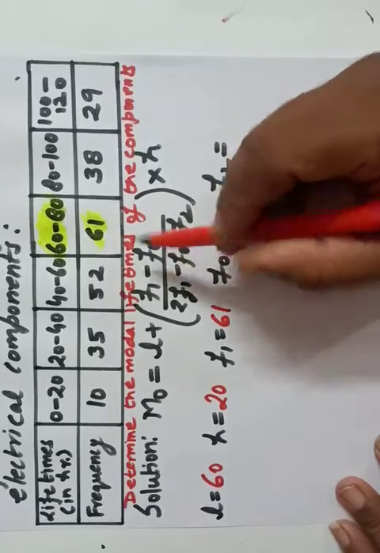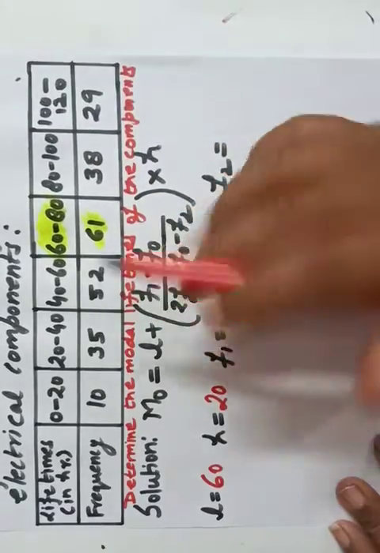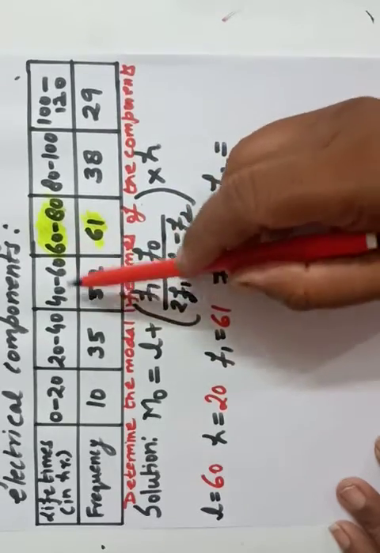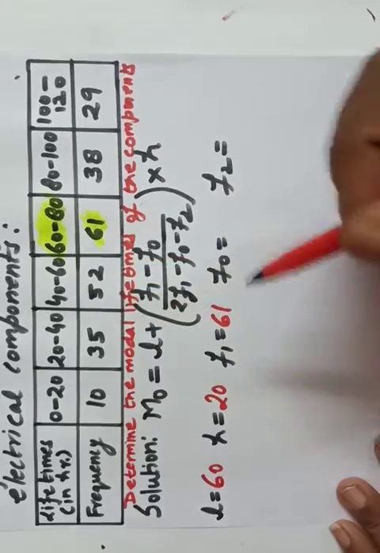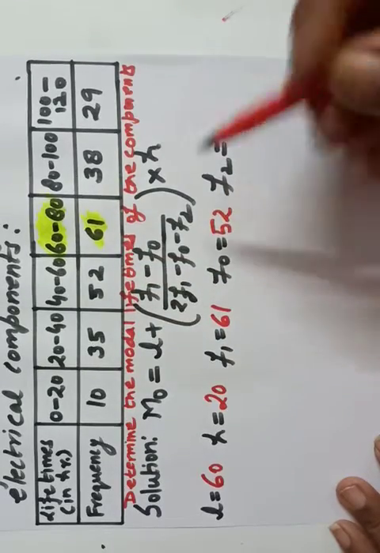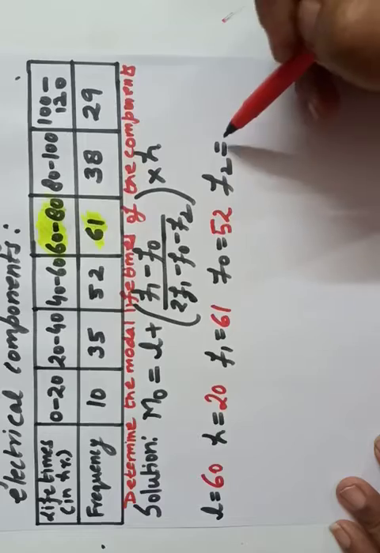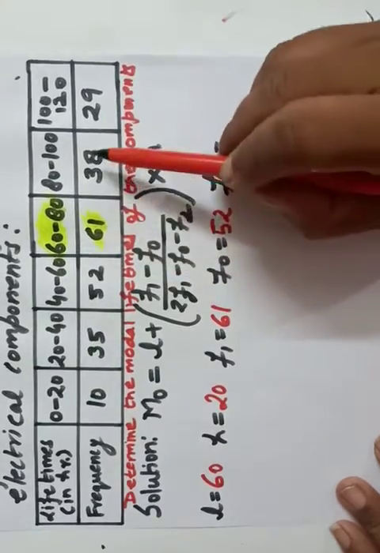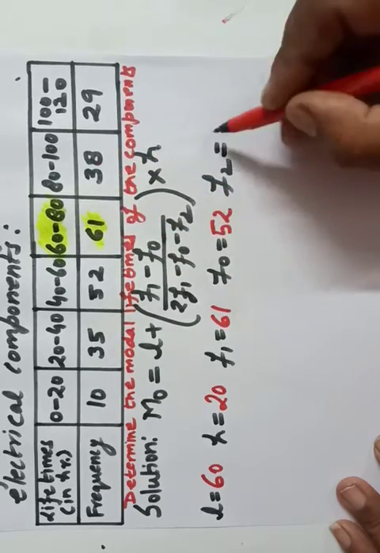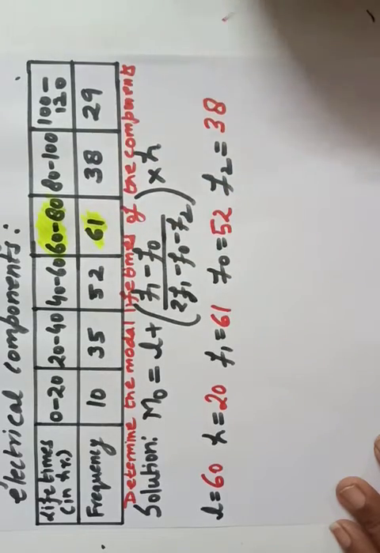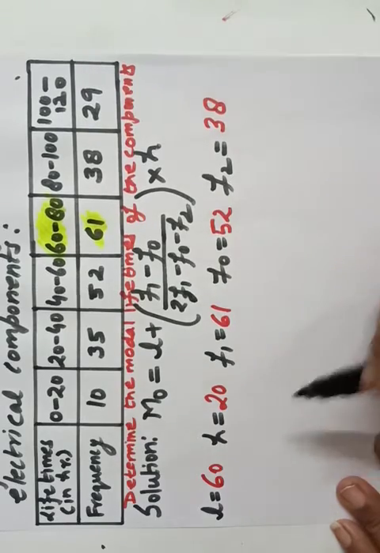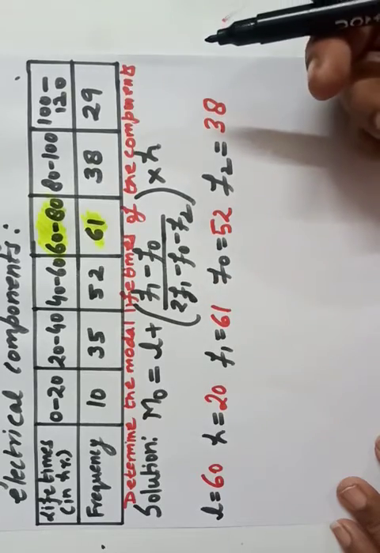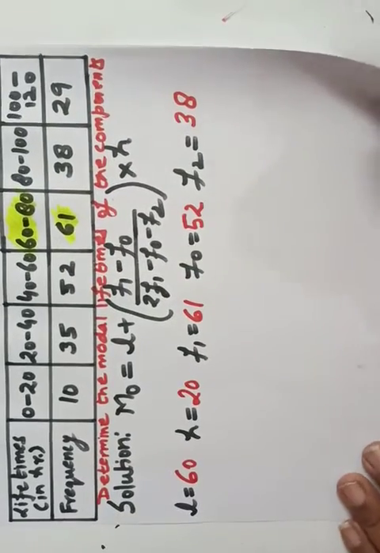Now F0, the frequency of the previous class of the modal class, that is the previous means the one that comes before it. So it is 52. Now F2 is the frequency of the successive class. Successor means the one that comes after it, that is 38 here. Now it is clear. What else is left? We only need to put all the values in the formula, and we can get the mode of the given data. So let's put the values.